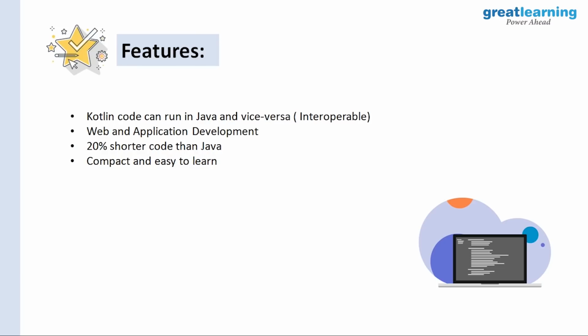Now let's look at the features of Kotlin. Kotlin can run in Java and Java code can run in Kotlin, which means that this is an interoperable language. Web and application development are possible in Kotlin. Code written in Java will be 20% shorter if converted into Kotlin. It's a very compact and easy to learn programming language.